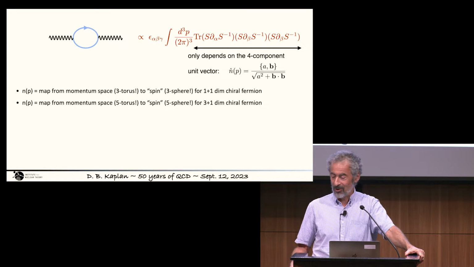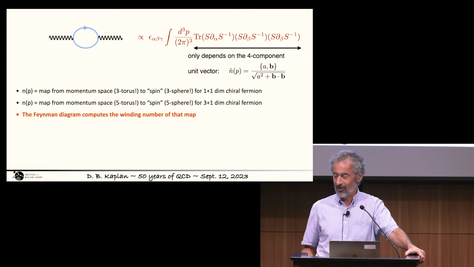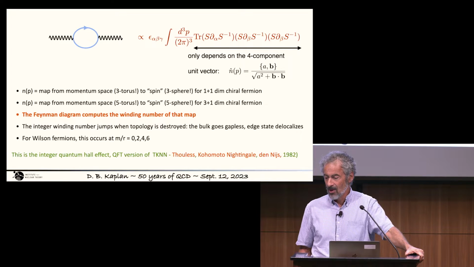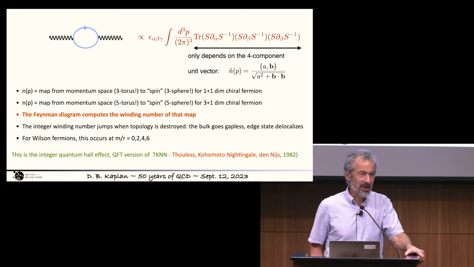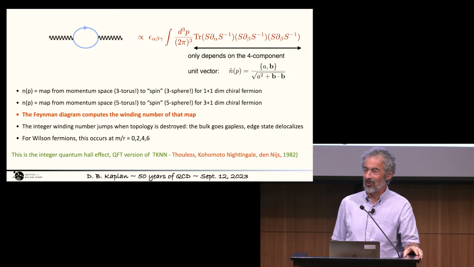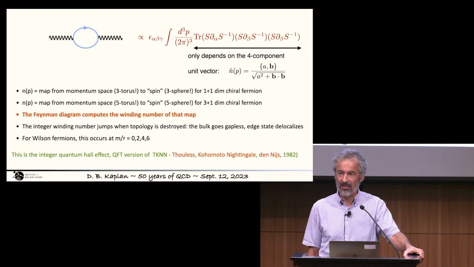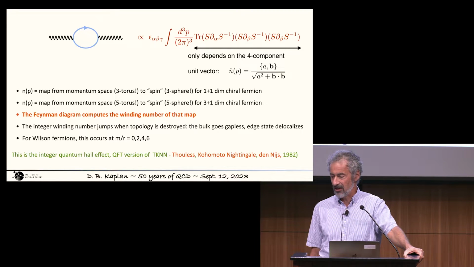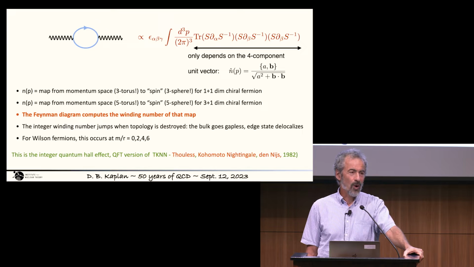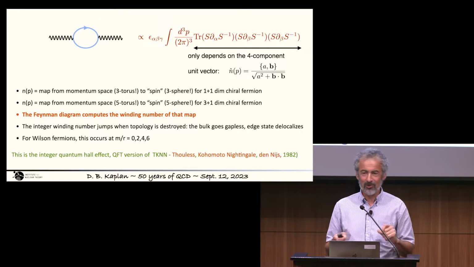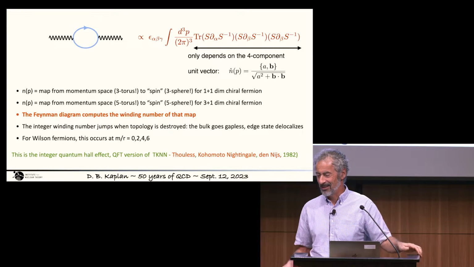It's a map from a 5 torus to a 5 sphere. These winding numbers are all characterized by integers. When you put in the Wilson fermions, you get the correct integers. This turns out to be, we didn't know at the time, I didn't know anything about condensed matter theory, the equivalent of the calculation that Thouless and collaborators did in 1982 to show why the integer quantum Hall effect was quantized. It's in a completely different language. They're doing Berry's phase, they're computing derivatives of wave functions with respect to momentum, but it's obviously the same physics in the end.